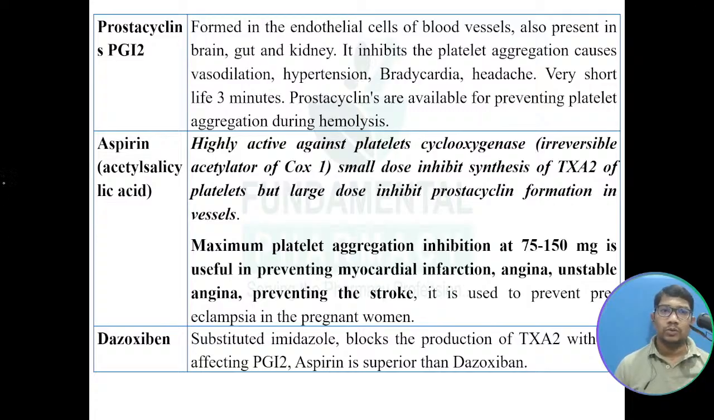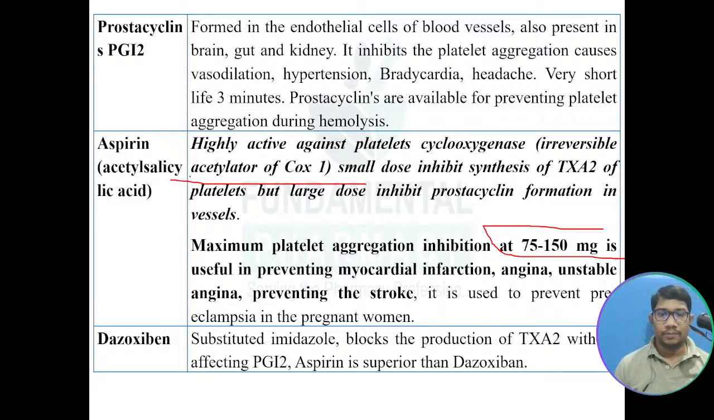A question may come: what is the mechanism? Aspirin irreversibly acetylates COX-1 and is used to prevent myocardial infarction. The dose is 75 to 150 milligram, which inhibits maximum platelet aggregation.